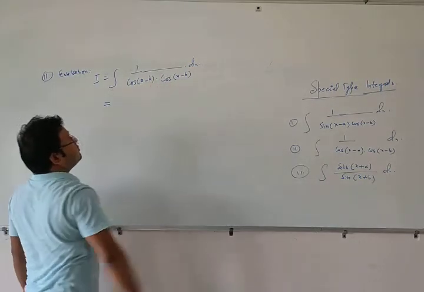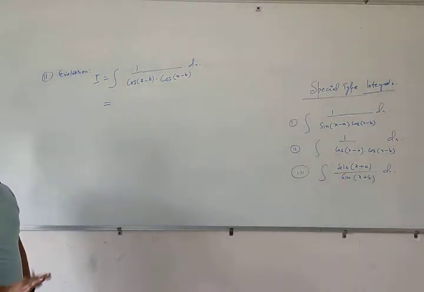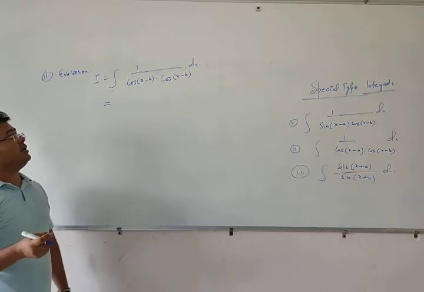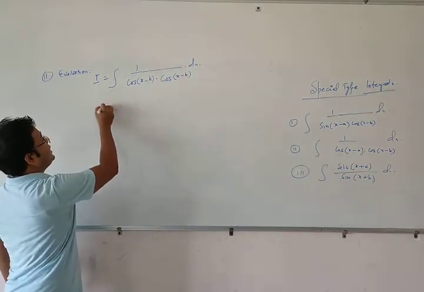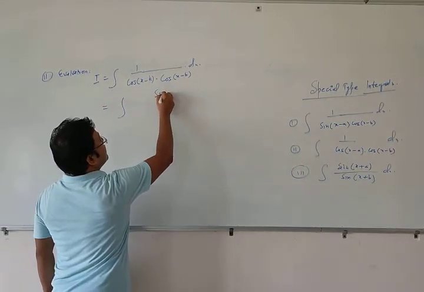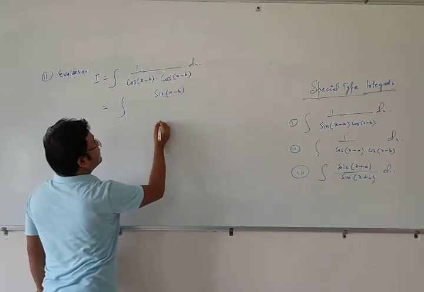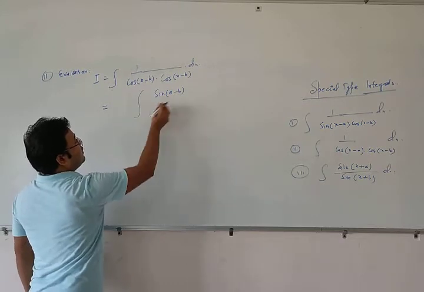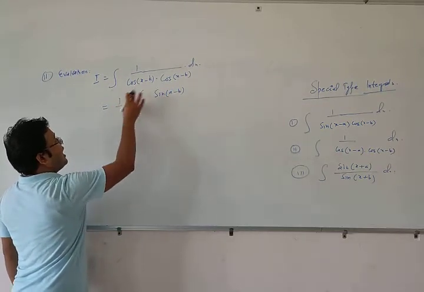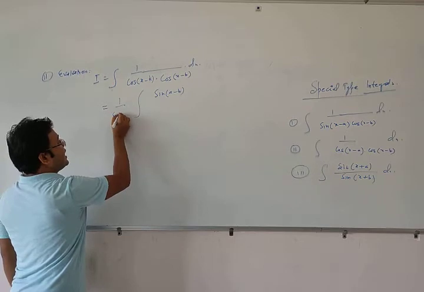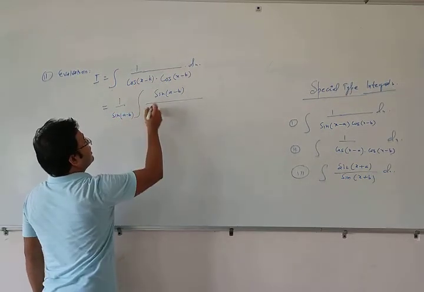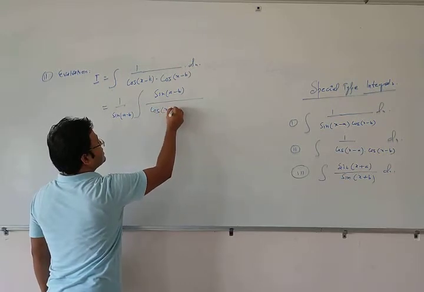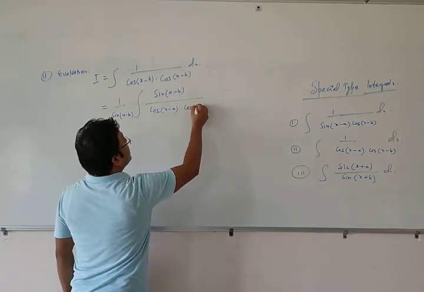Here both the terms in the denominator are cosine. So we have to write the numerator as sin(a minus b). So here we write sin(a minus b), and to manage this we have to divide the given integral by sin(a minus b), and the denominator is cos(x minus a) into cos(x minus b).